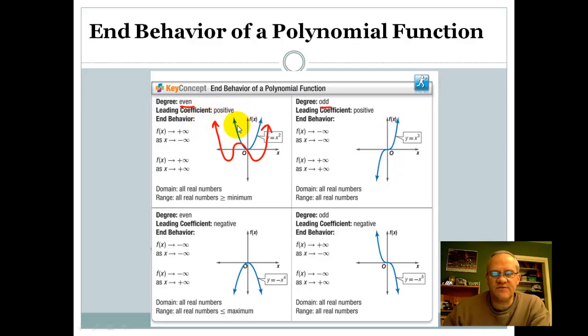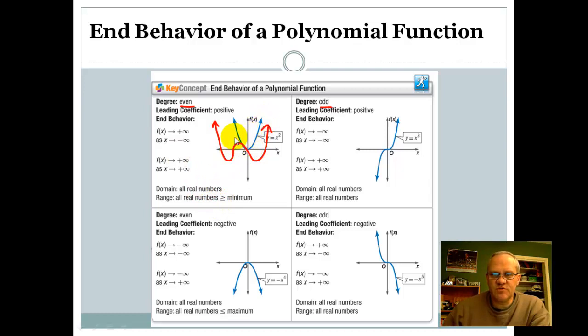You notice here again, this is something we've talked about before. If your arrows are both going up, your leading coefficient is positive. If they're both going down, it's negative. On the odd ones, if the leading coefficient's positive, it's going up to the right, down to the left. And if it's negative, it's going down to the right and up to the left. So it kind of switches around there. I'll come back to talk about all the stuff in the middle because that's the hard part there.